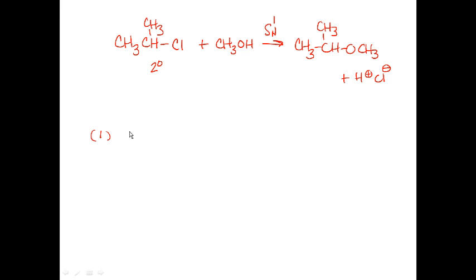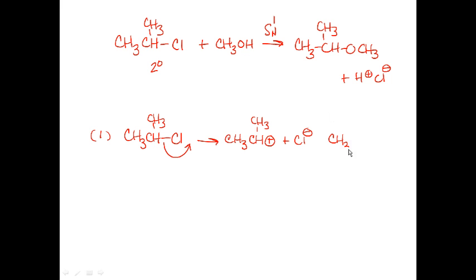So in the first step of the mechanism, I'm going to break the carbon-chlorine bond to form my secondary carbocation and my Cl-. And I suppose I should probably write the transition state. Okay, now in the second step of the mechanism, what's going to happen?